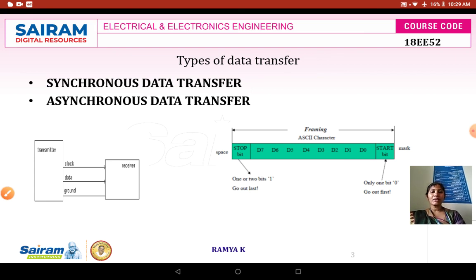In the next class, we will deal with the different ways of communication, that is how the data is transmitted from the transmitting end to the receiving end, and the modes of communication, that is whether it is one-way communication or two-way communication. All these topics we will be discussing in the next chapter.